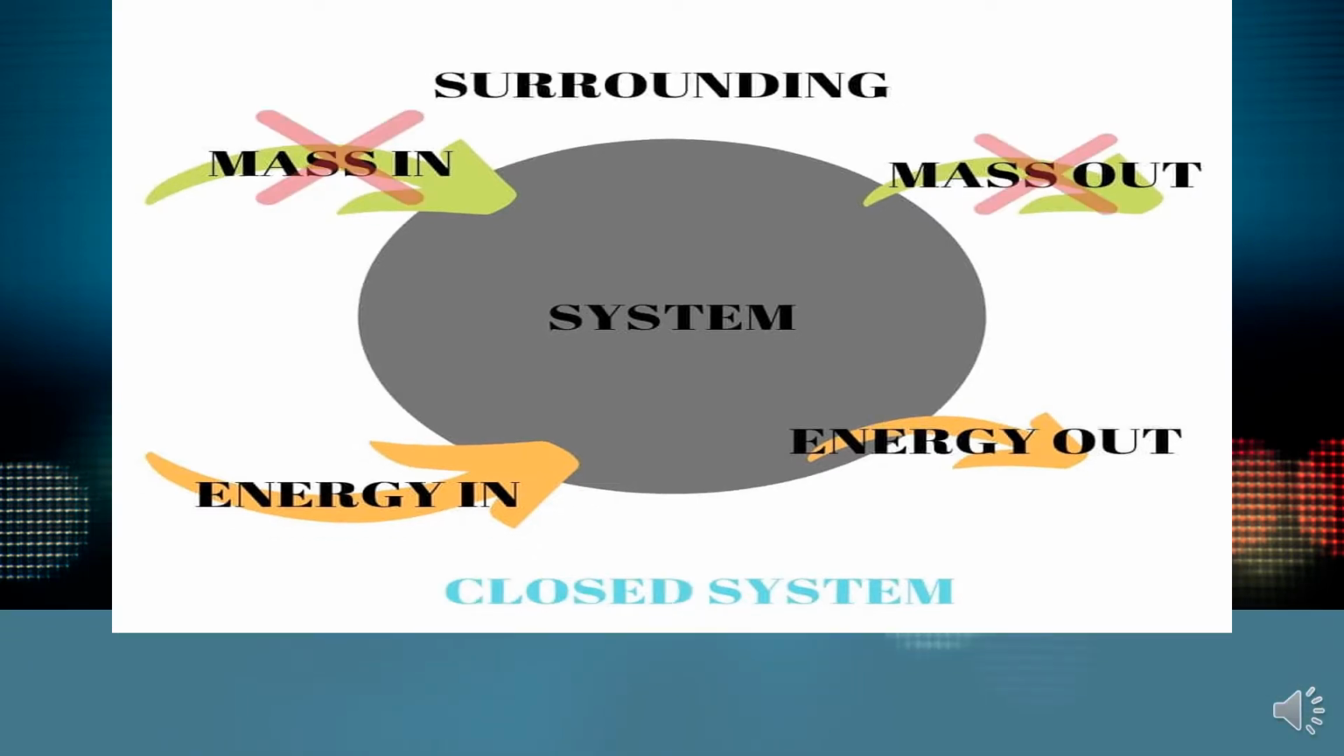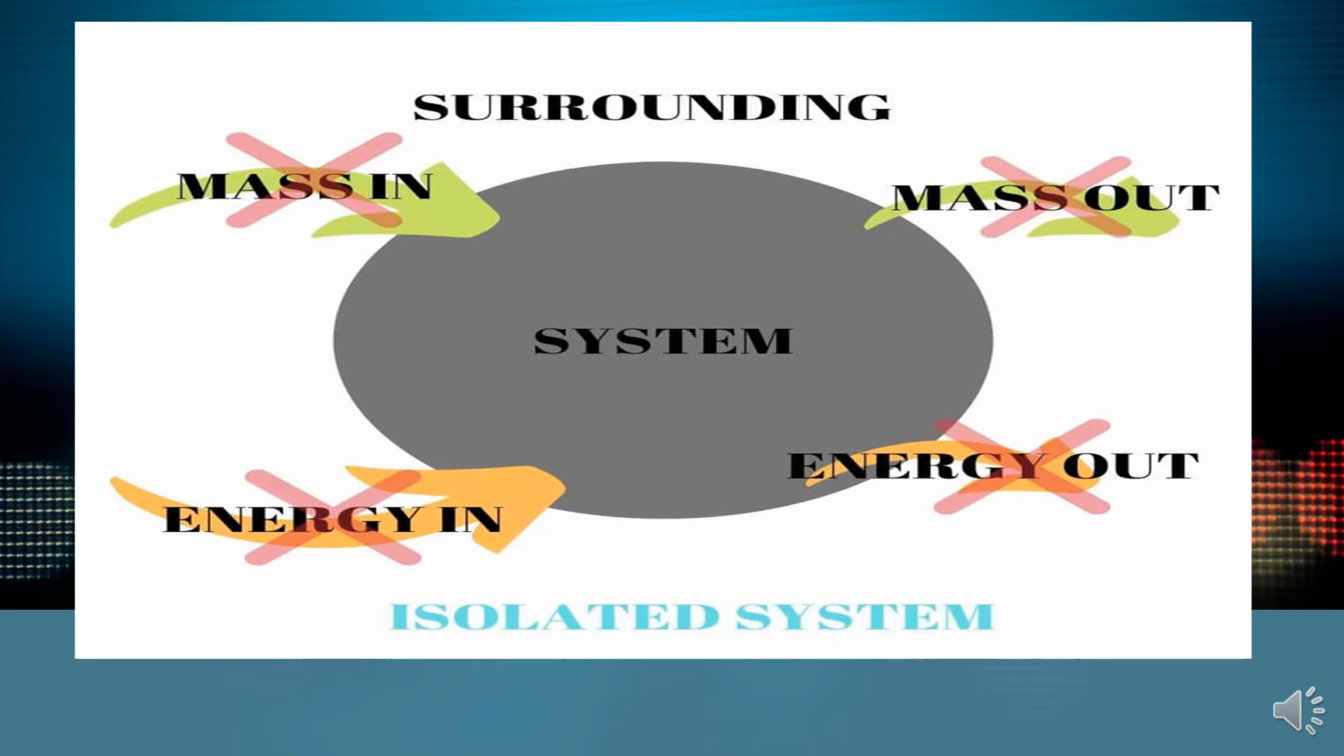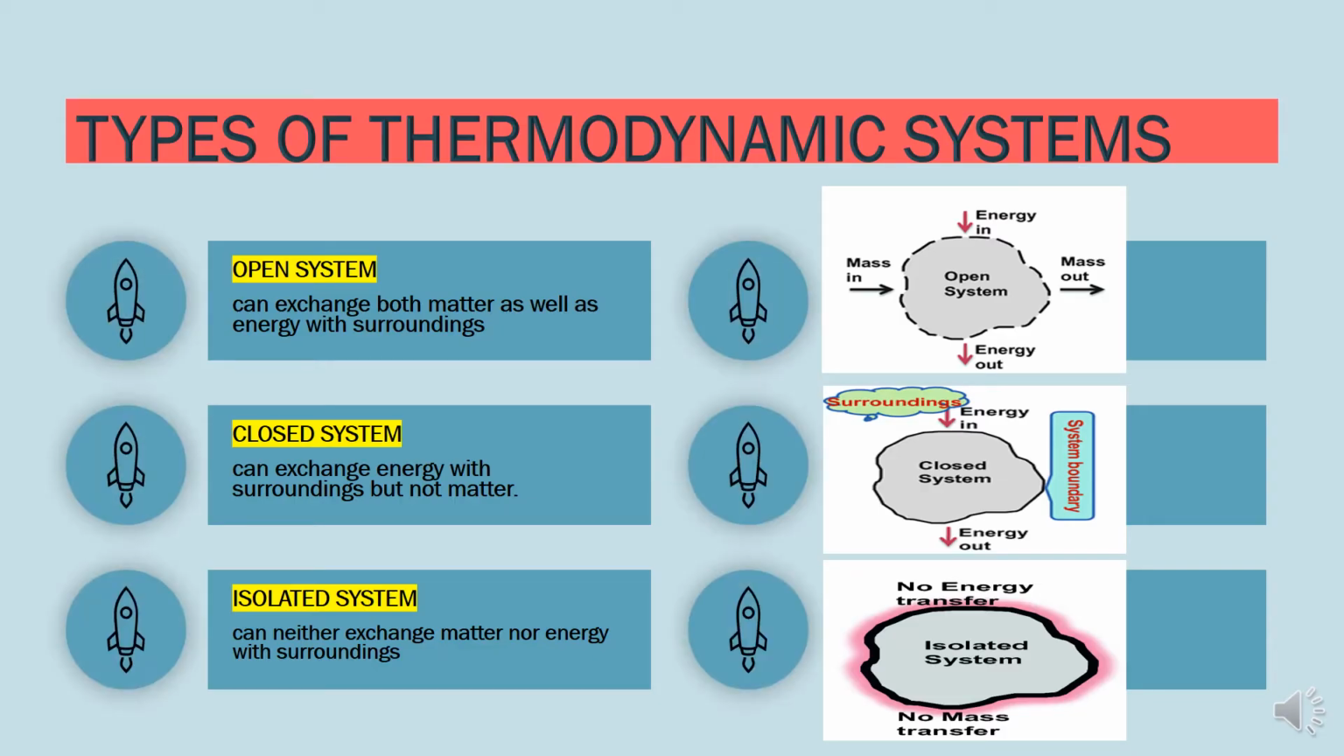And a kind of system in which only energy can be exchanged but mass cannot be exchanged, means we cannot add or remove matter from the system, is said to be a closed system. And the third type of system, which can exchange neither mass nor energy, is said to be an isolated system. Let us define these systems with the help of certain examples.